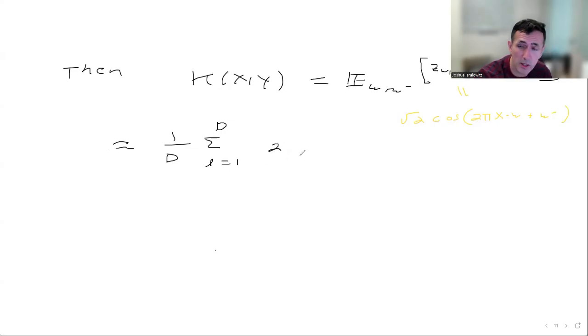Concretely, let's just write it like this: Z of W_L, and Z of W_L prime, times 1. And I can write this as an inner product. We're getting to the point here in a moment. It takes a bit of time to get to the point.